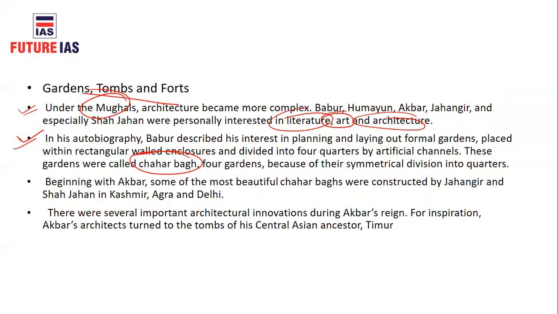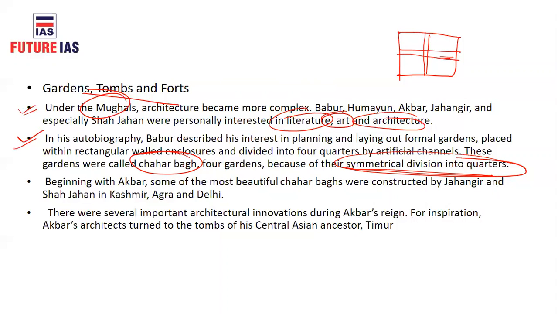So it is a symmetrical division into four quarters. For example, you first lay out rectangular walled enclosures just like this, and you divide them into four quarters, and they were divided by these artificial channels. These are called the charbagh type of gardens, and these were very famous during the Mughal period.